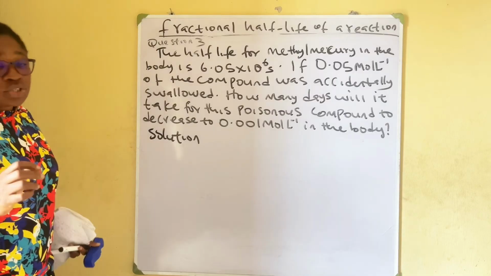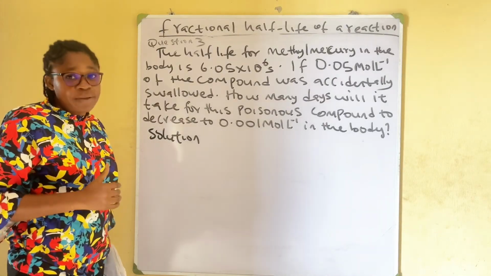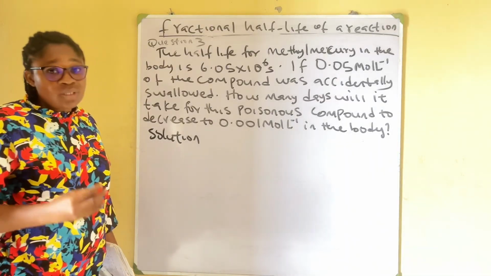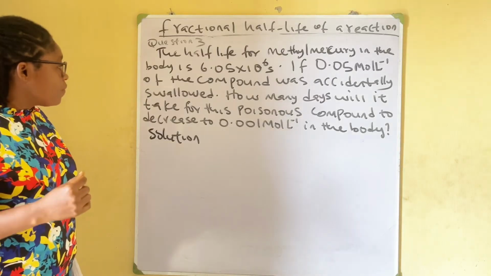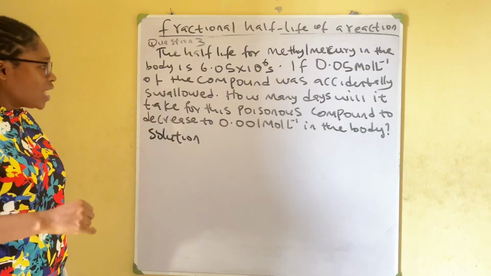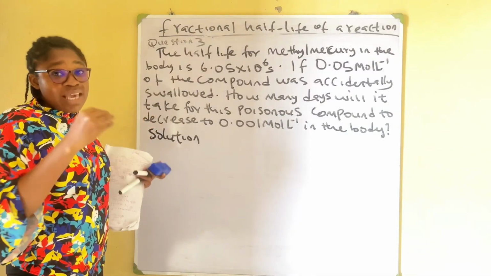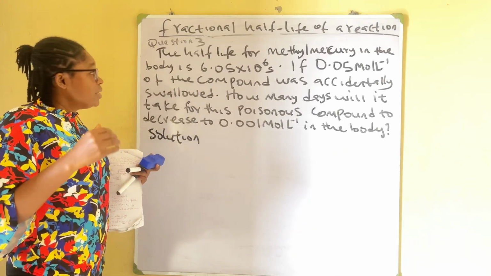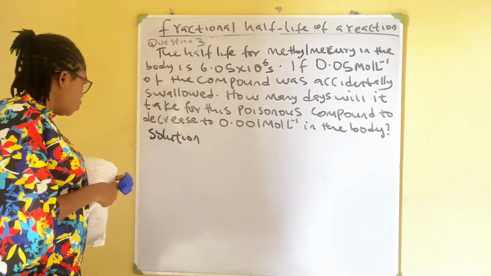Let us consider question number 3. The half-life of methyl mercury in the body is 6.05 times 10 raised to the power 6 seconds. If 0.05 mole per liter of the compound was accidentally swallowed, how many days will it take for this poisonous compound to decrease to 0.01 mole per liter in the body? Radioactive decay is a first order reaction. Take note of that. Any radioactive decay is a first order reaction.